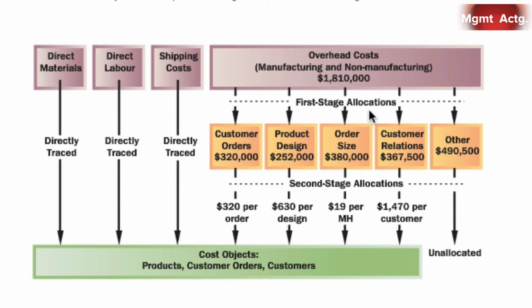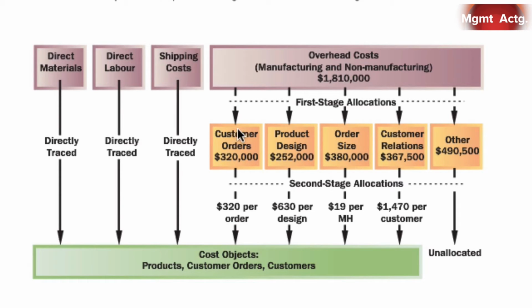There's where we left off. That's first stage allocation. We've just discussed that out of customer orders, we anticipate 1,000 orders. So it's $320 per order. That's the activity rate. So once we have our little T accounts, you can think of this as a T account here.